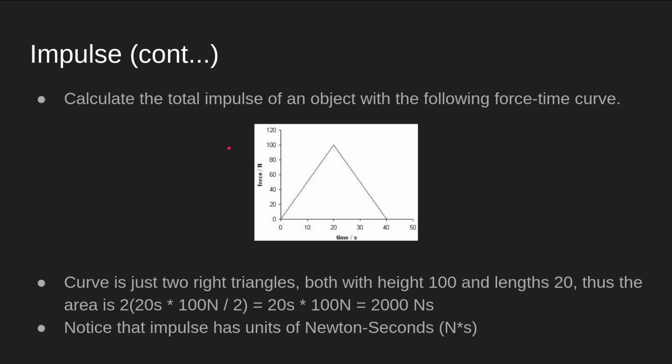So here we have a quick example problem. Let's calculate the total impulse of an object with the force time curve from earlier. And then you can just notice that this curve can be thought of as just two right triangles, right? So you can kind of see how these things would be right triangles here. And they both have a height of 100 newtons and lengths of 20, right? From here to here and from here to here. So the area is just base times height over 2 for each triangle. And then that just gives you 2,000 newtons times seconds. So then it's important to notice here that impulse actually has units of newton seconds, which is a little funky, but yeah.